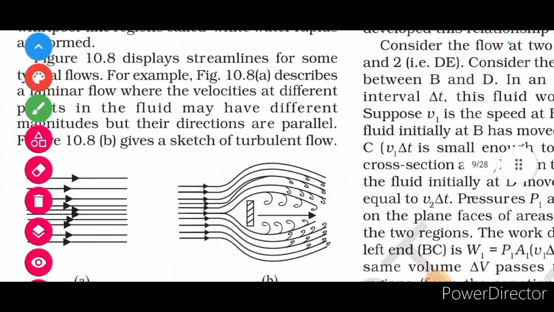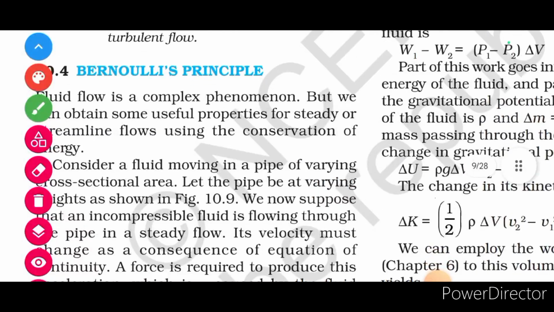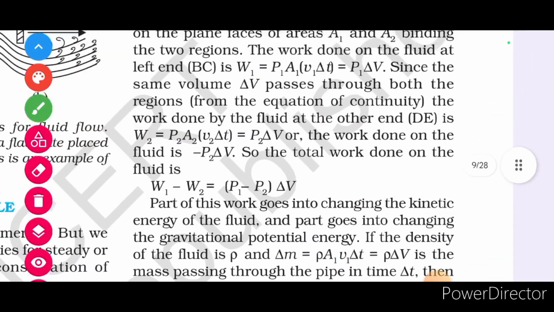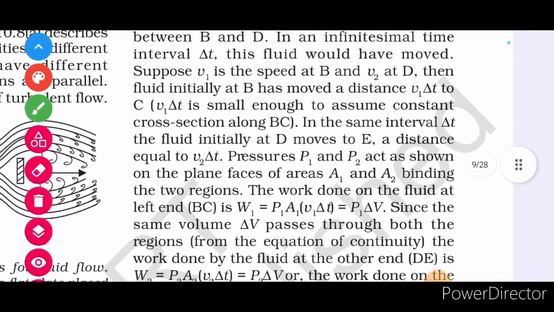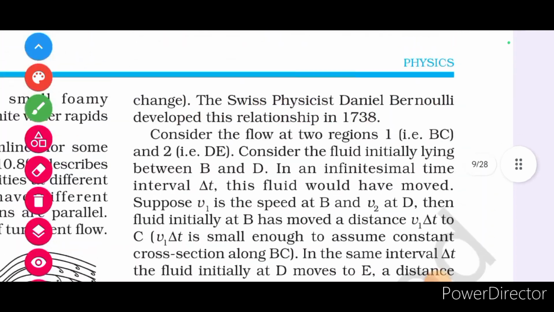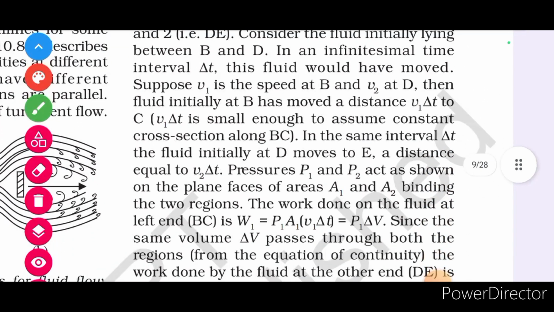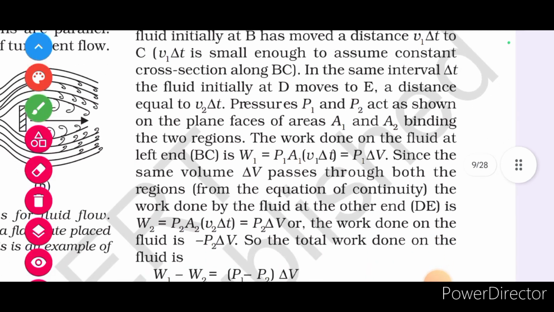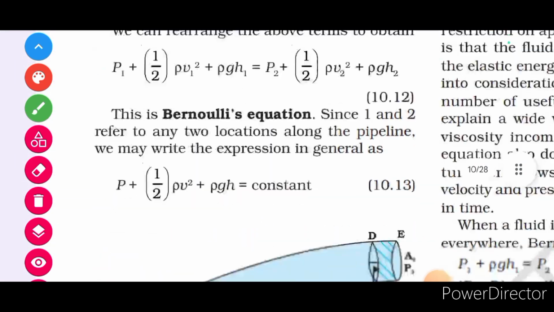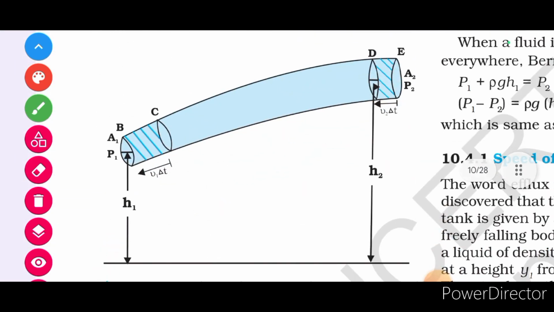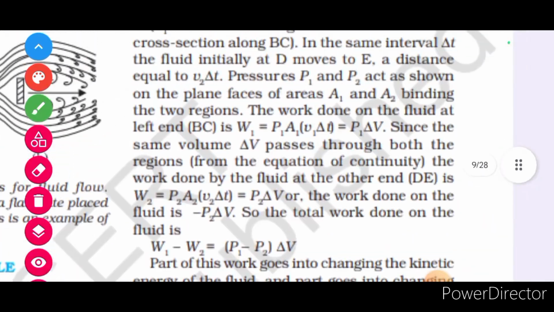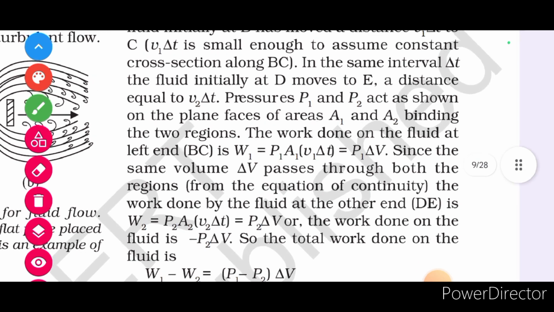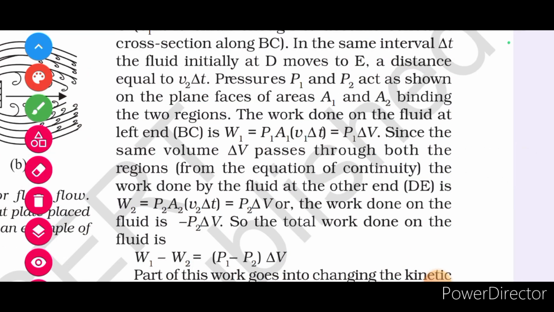Now, where we were: pressures P1 and P2 act as shown on the plane faces of area A1 and A2 binding the two regions. There is pressure P1 and there is pressure P2. And now the work done on the fluid at the left hand is W1.